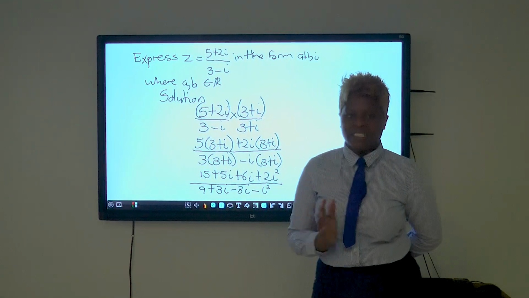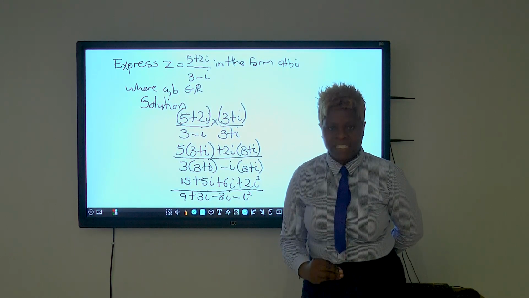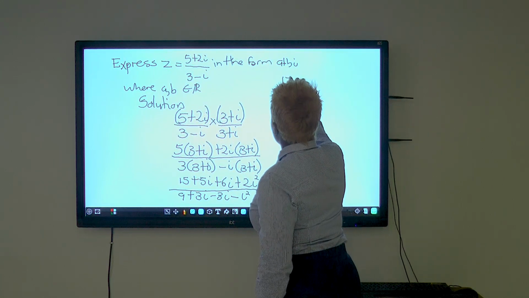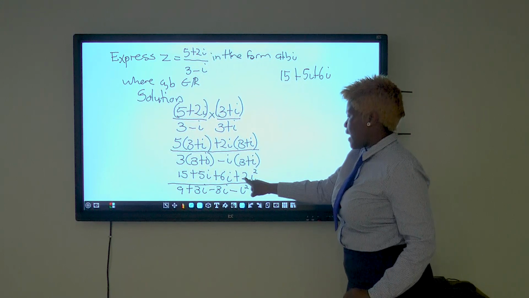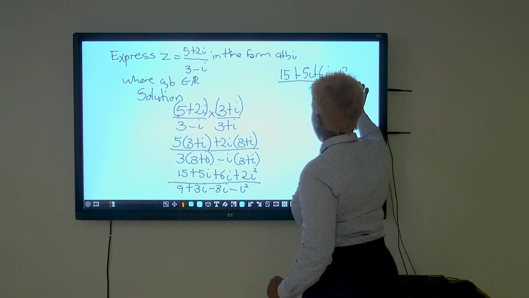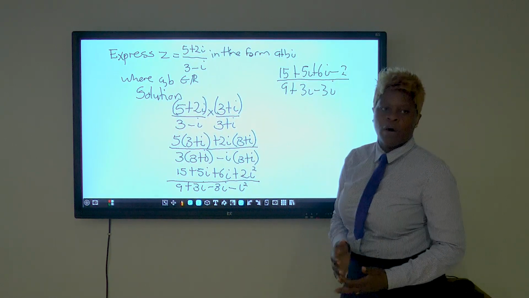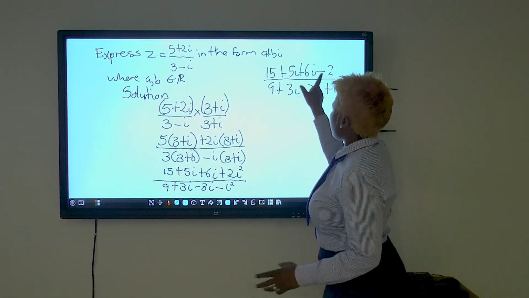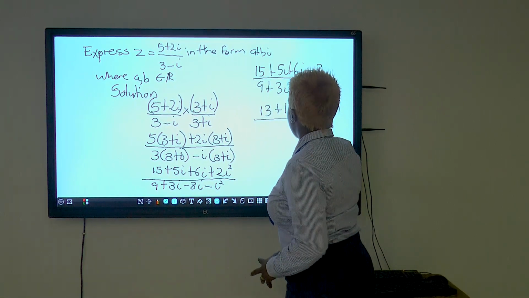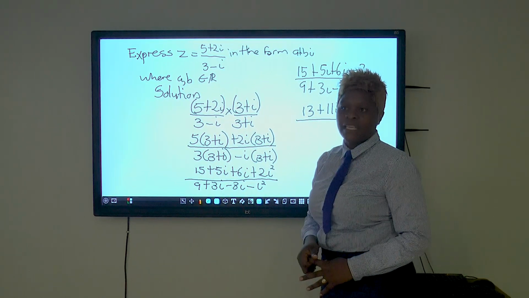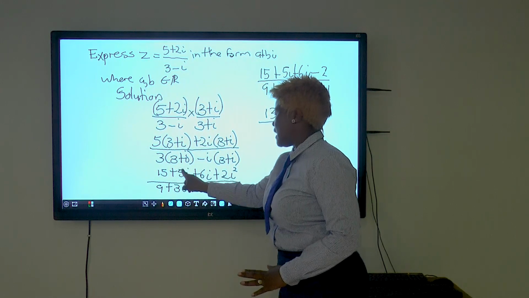And you all know that i squared is equal to minus 1. So where there is i squared, we are going to replace it with minus 1. So for the first one, it will be 15 plus 5i plus 6i. If we multiply minus 1 times 2, we get minus 2. Over, we have 9 plus 3i minus 3i. Where there is i squared, we multiply with a negative 1, it becomes plus 1. So if we group now for the numerator, we end up with 13 plus 11i over, plus 3i minus 3i gives us a 0.